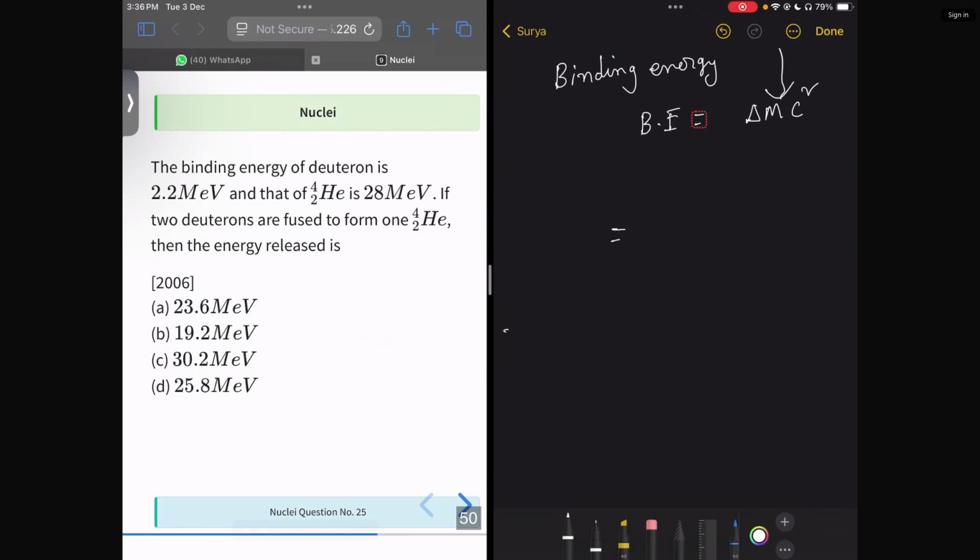Next question. The binding energy of a deuteron is 2.2 million electron volts. That of helium is 28 million electron volts.